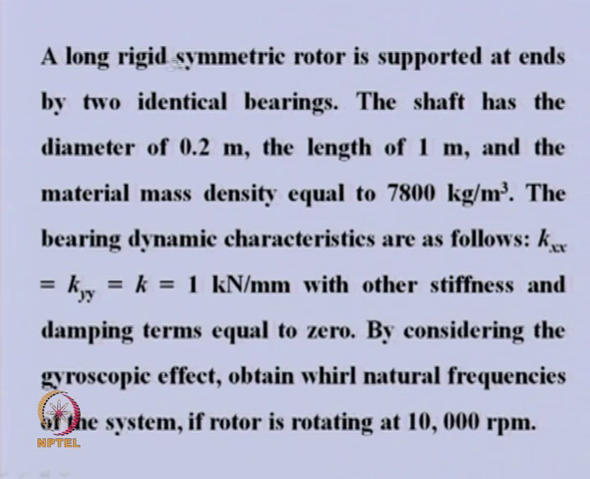One of the examples is one in which we are considering a long rigid symmetric rotor supported on two identical bearings. The shaft has a diameter of 0.2 meter and a length of 1 meter. The density of the shaft is given. The support springs have a direct stiffness given by this expression. There is no damping we are considering, and we are considering the gyroscopic effect in this particular case, and we are interested in finding the whirl natural frequency at a particular RPM.